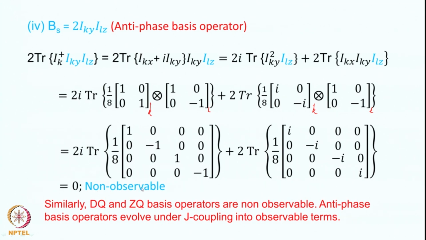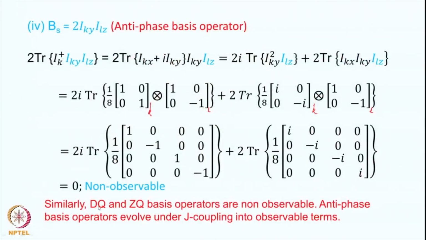So therefore I have illustrated here how to calculate whether a particular basis operator is an observable or not. When you have a sum of various kinds of operator terms in your density operator, not all of them contribute to your observation. When you make a measurement, some terms will contribute to the measurement and some will not. And those which do not contribute to your measurement, you can simply ignore them so far as your signal is concerned. Now if you do a similar exercise for the various operators representing the double quantum and 0 quantum, then you will find that they are also non-observable.